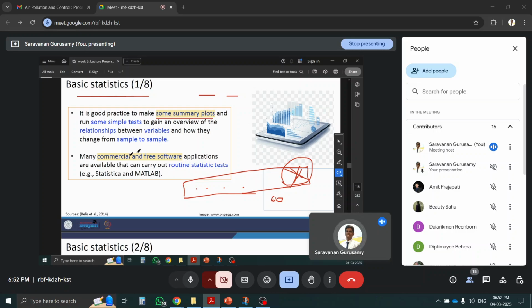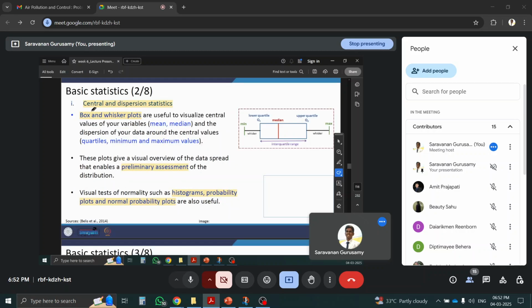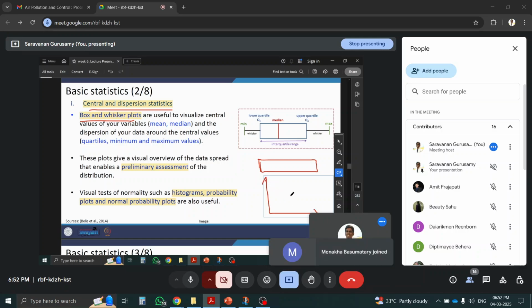So some summary plots are required. Many commercial and free softwares are available for the statistical analysis. First is the central and dispersion statistics, which uses the box and whisker plots. So this is the whisker plot, or the box plot. I'm redrawing the same in a vertical plot. If you see here, this will be your y-axis and this will be your x-axis.